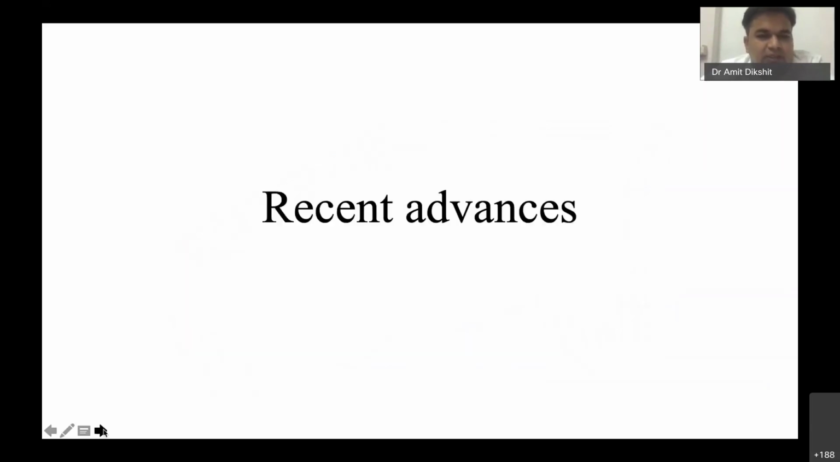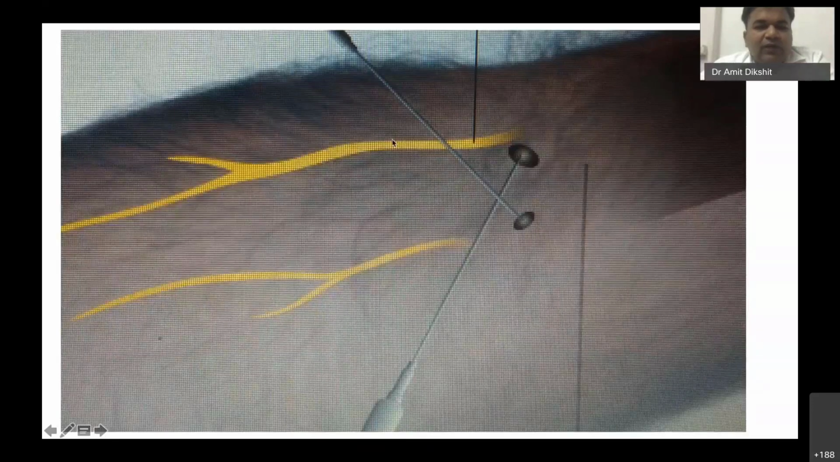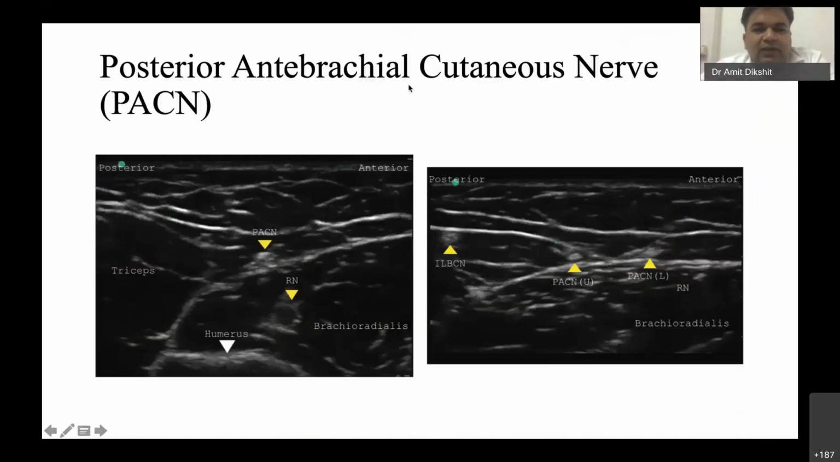So what are the recent advances? Nowadays we are doing lateral antebrachial cutaneous nerve blocks at the forearm, and we can also block the medial antebrachial cutaneous nerve of the arm. Also the posterior cutaneous nerve, so this is the posterior antebrachial cutaneous nerve. So these are just images. I am just showing you to scan where I am using this.